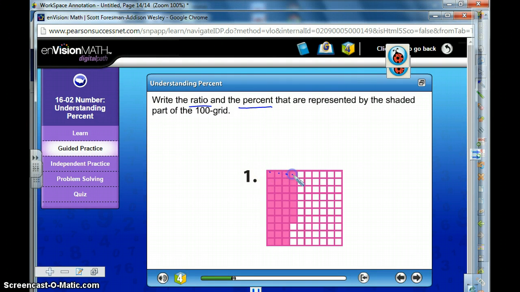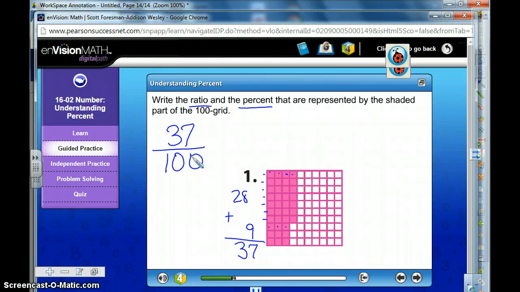1, 2, 3, 4 times 1, 2, 3, 4, 5, 6, 7. So 4 times 7 is 28 right there. And now 1, 2, 3 times 3 is 9. You're right. And that equals 37. We have 37 that are shaded. How many are total? 100. You've learned when you do fractions, your denominator is always how many there are all together. And so 37 over 100 is our ratio.